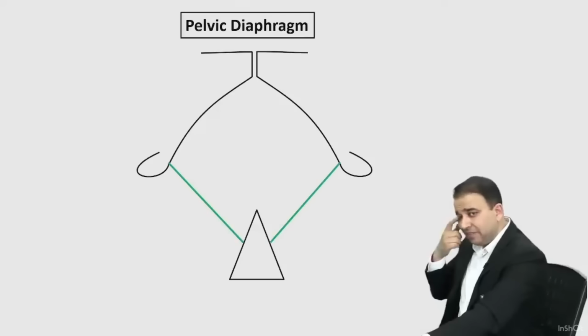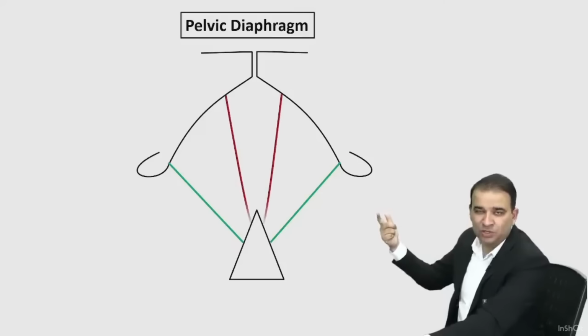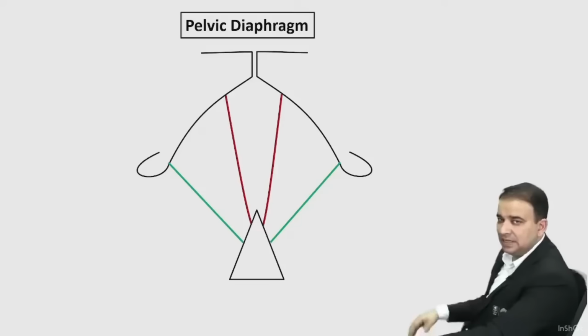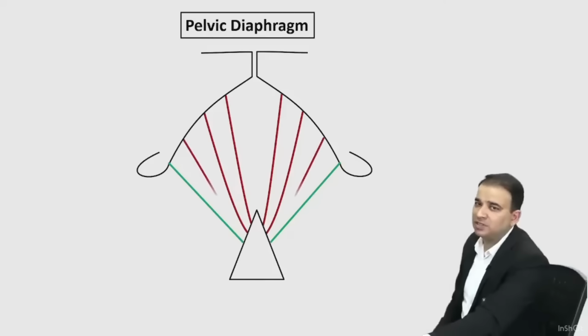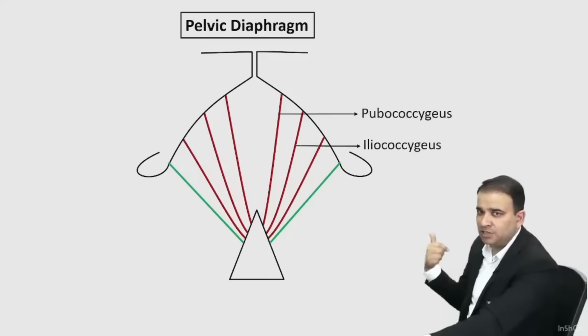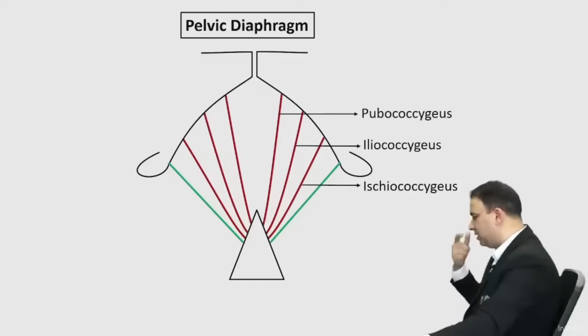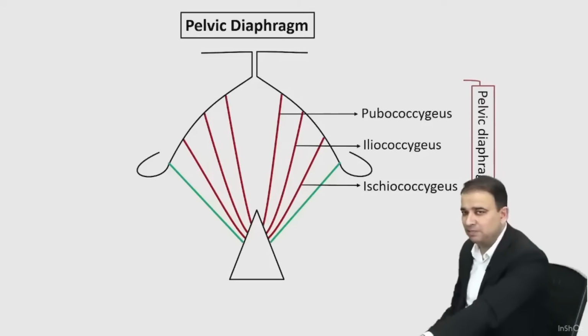Pelvic diaphragm is basically a combination of three muscles coming from three different parts of the hip bone. One is called pubococcygeus, coming from the pubis. Then we have a muscle called iliococcygeus, and then ischiococcygeus, which is also simply called coccygeus. Pubococcygeus, iliococcygeus, and ischiococcygeus. All these three muscles together are called the pelvic diaphragm, guys.